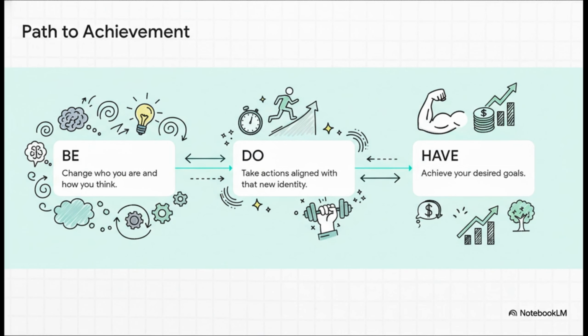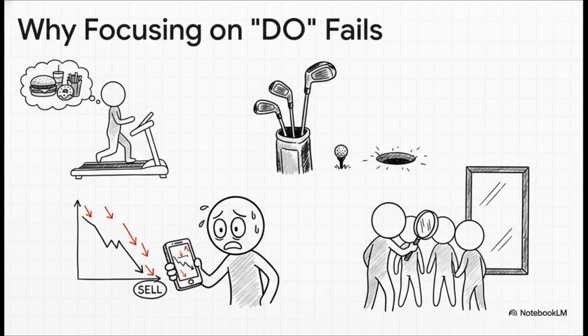We focus on what we need to do to have the things we want. Like a great body or millions of dollars. But the real path is to first be the person who can achieve those things. You have to change your thoughts, your mindset, your core beliefs before you even start taking action. This slide just illustrates the problem perfectly.